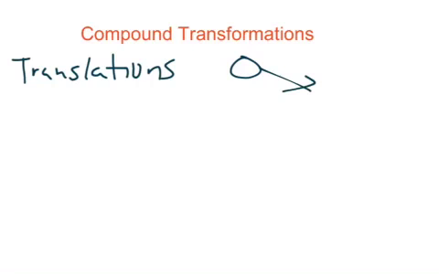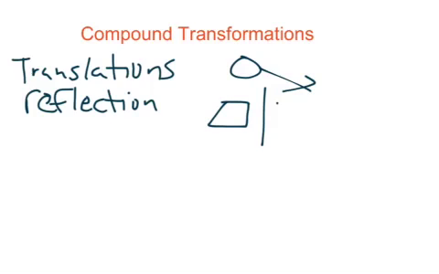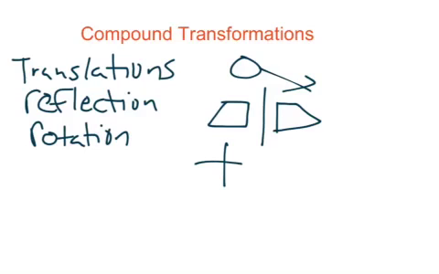So far in this unit we've talked about translations. Translations are objects that slide. Reflection is when an object reflects across a line of reflection. Rotation, we've talked about an object rotating, whether it's clockwise, counterclockwise, into a new quadrant, 90 degrees, 180 degrees, and so on. And last lesson we talked about dilation, and that's basically shrinking or making an object larger based on the scale factor.